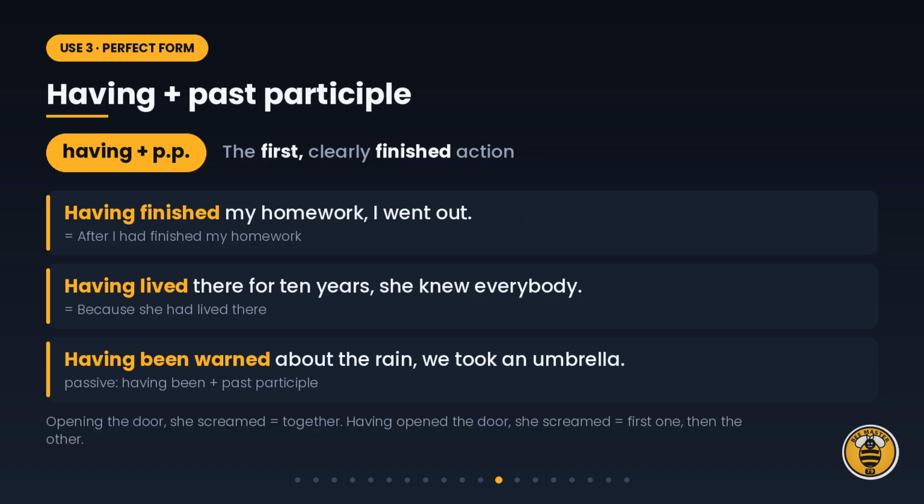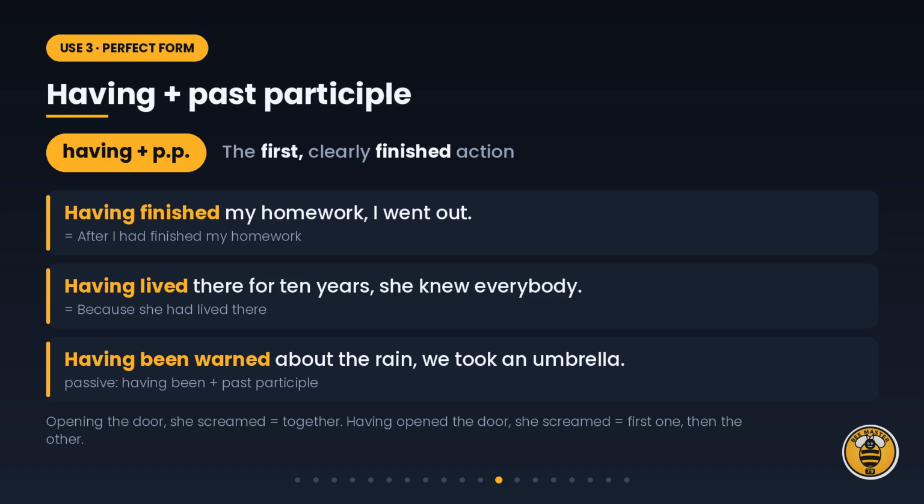Now the perfect participle: having plus a past participle. Use this when you want to show clearly that one action finished before the other one started. Having finished my homework, I went out. First the homework, then going out. Having lived there for 10 years, she knew everybody.